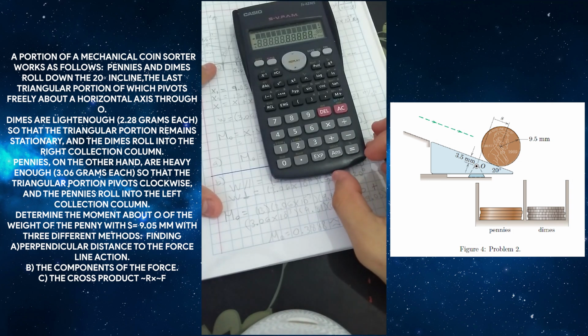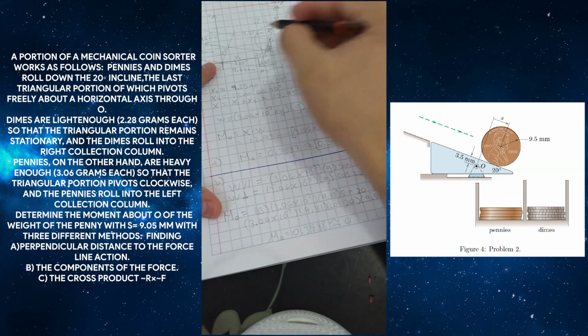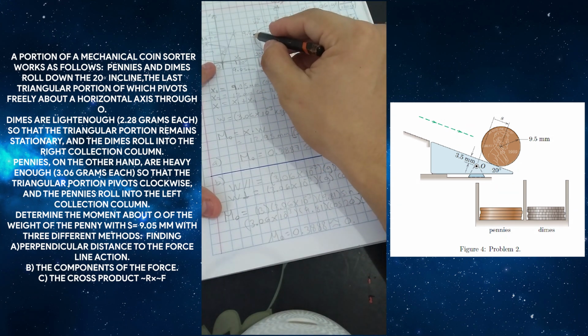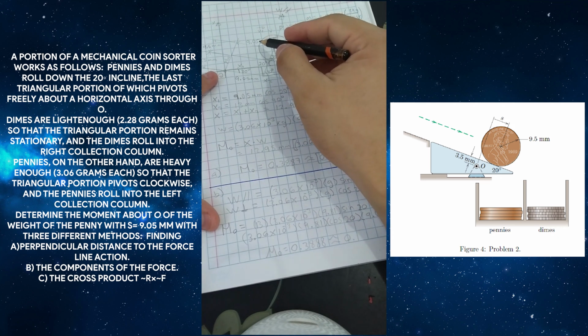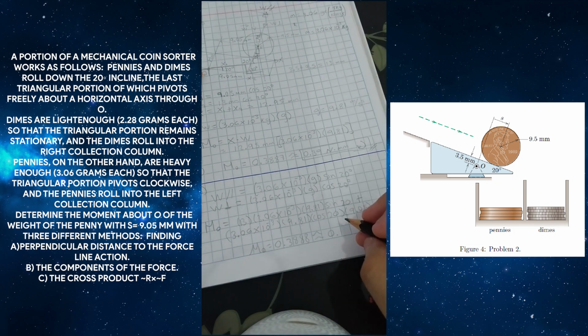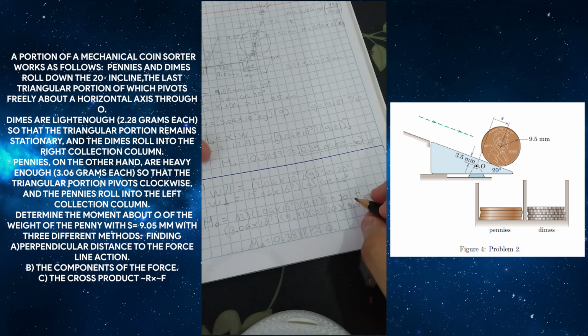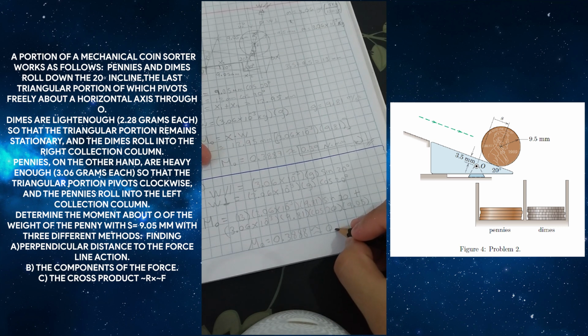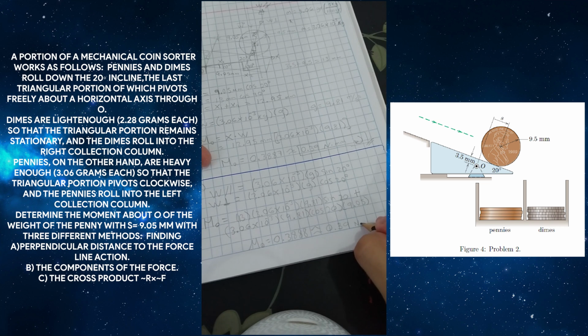Using significant values, in this problem the maximum significant values are 2, and for that I'm going to use 2 significant values. That is 0.39 newtons millimeters, and this moment turns clockwise.